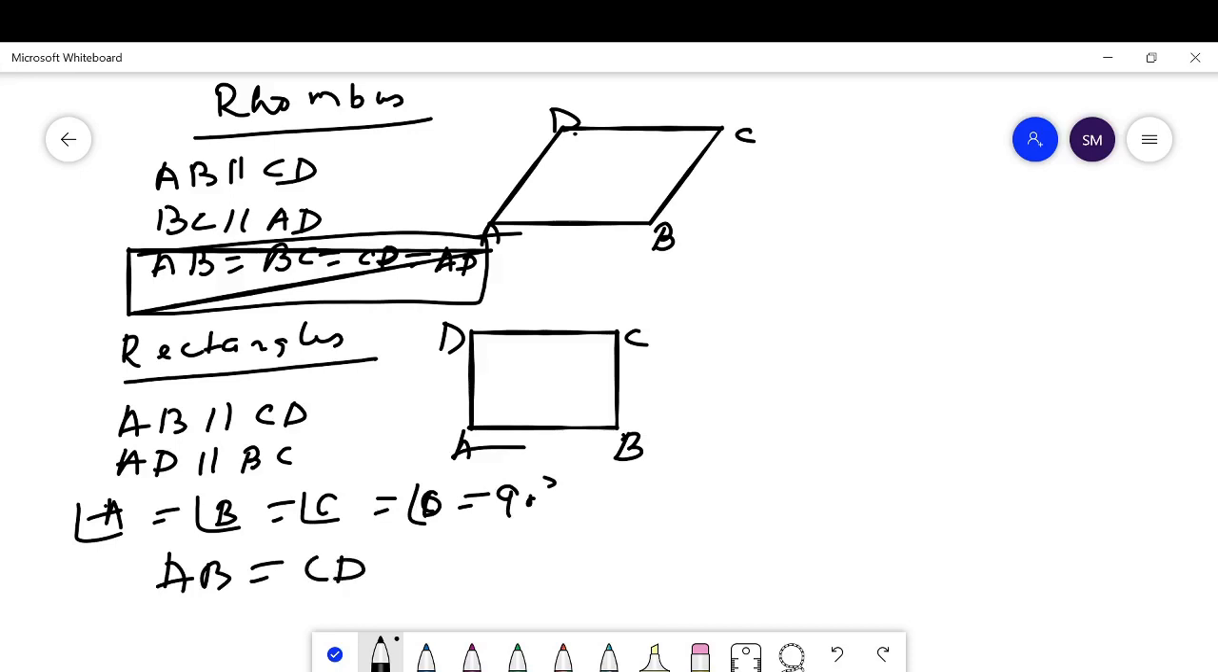Opposite sides are of equal length. In all parallelograms, opposite sides are also of equal length. They are not only parallel to each other but also equal in length.